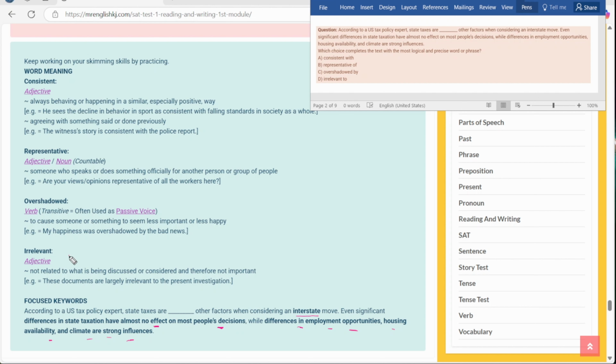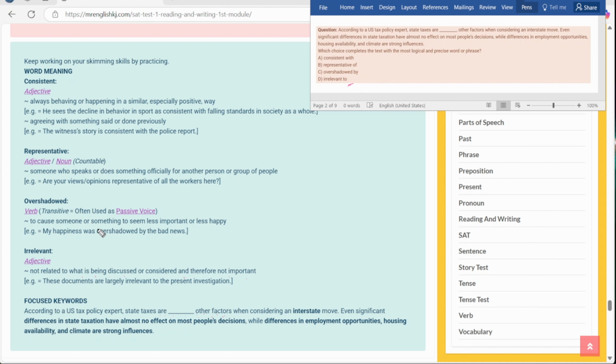Let's take a look option-wise. Irrelevant to. Something is irrelevant to, meaning to say not related to what is discussed or considered, therefore not important. Something is not related to. State taxes are irrelevant to other factors. State taxes are not related to other factors. It might be possible, but we need to find the most suitable one. Let's take a look at other options.